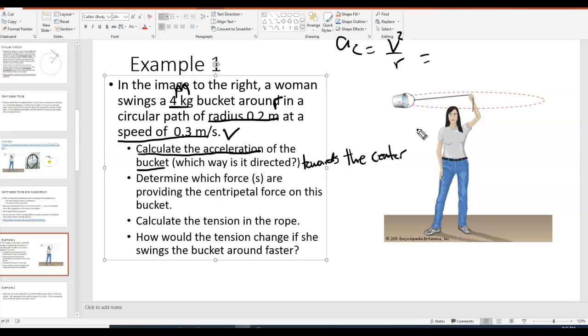So I take out my calculator, okay, and I do v, which is 0.3 squared, divided by the radius, which is 0.2. Okay, so I'm going to type this into my calculator. 0.3 squared is 0.09, divided by 0.2 is 0.45, and that's going to be meters per second squared because acceleration is always meters per second squared.